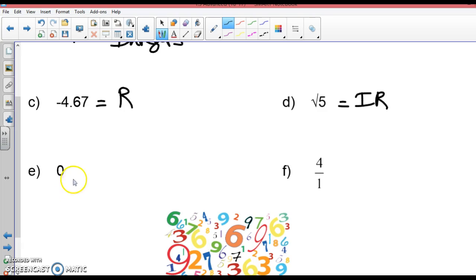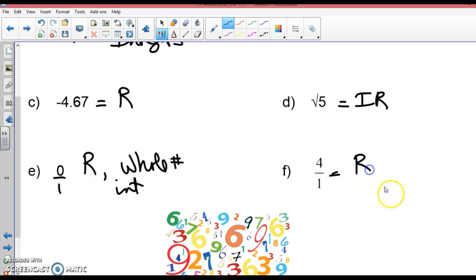0 is rational, so I can write it as 0 over 1. It is also a whole number, and it is also an integer. 4 over 1 is rational. It is a natural number, and it is a whole number, and it is an integer.